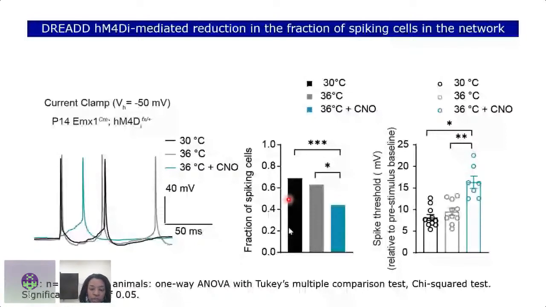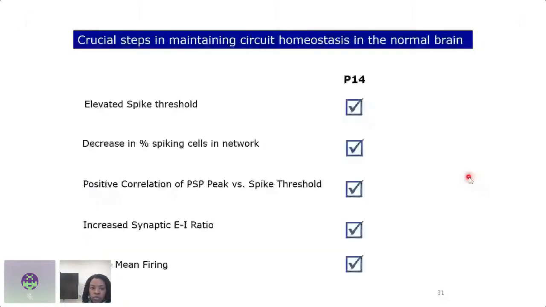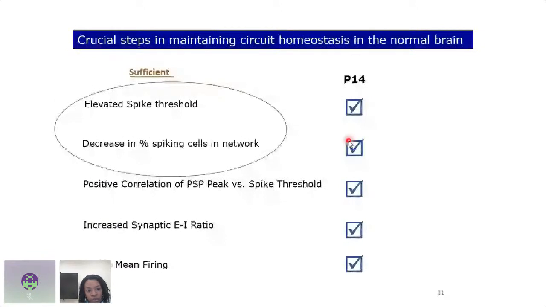So here we are showing the results of that experiment, where we did indeed observe, at 36 degrees, when we added CNO, a reduction in the fraction of spiking cells. For reasons we don't quite understand yet, we also observe a depolarization of the spike threshold as well. But importantly, upon addition of CNO, excitation doesn't change, but we do see a reduction in inhibition, and this is sufficient to drive an increase in EI ratio. So what we know now is that at least the elevated spike threshold and/or the decrease in the percent of spiking cells in the network is sufficient to increase the synaptic EI ratio.